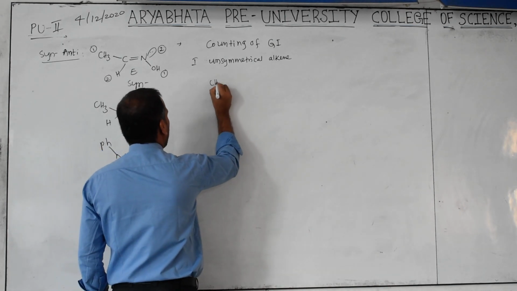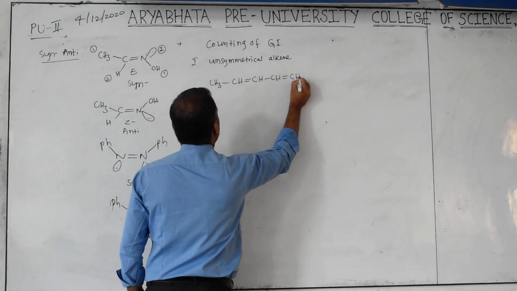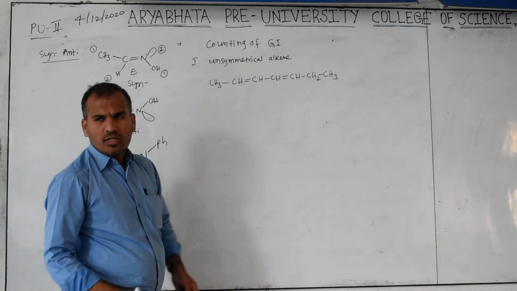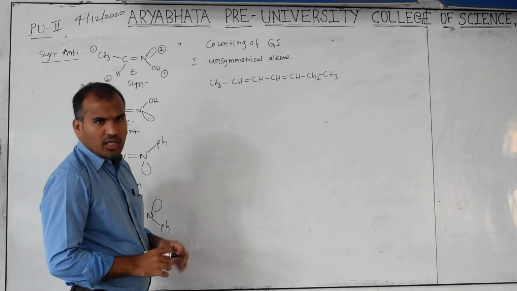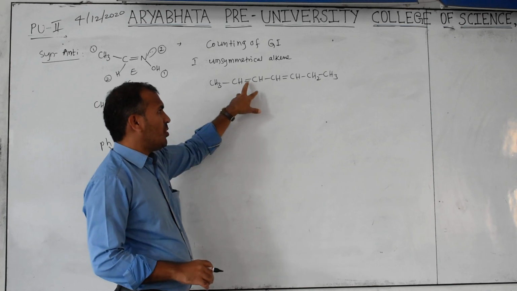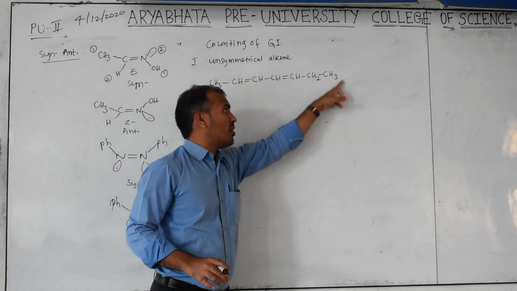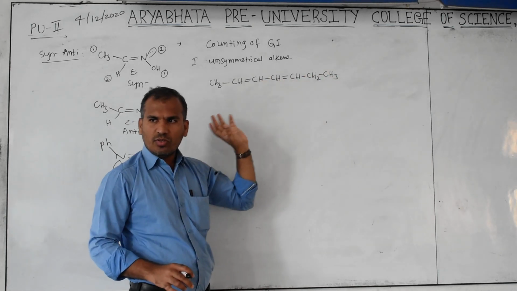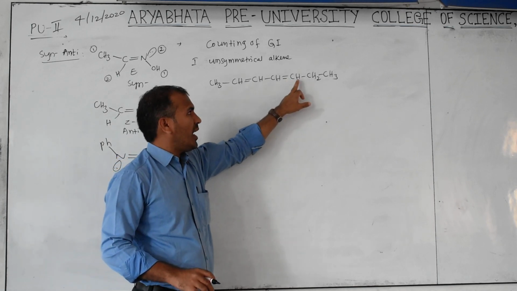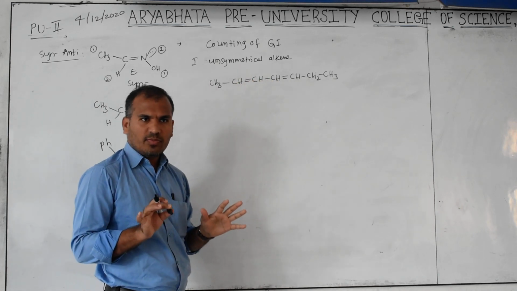Now consider CH3, CH double bond CH, CH double bond CH, CH2, CH3. How many double bonds are there? Two double bonds. Will each double bond show geometrical isomerism or not? First check that the double bond is a restricted rotation. Are the groups on each carbon different or not? H and the rest is one group, so they are different, so it shows geometrical isomerism. Here also geometrical isomerism is possible: H and ethyl group, H and this group. Totally, geometrical isomerism is possible.